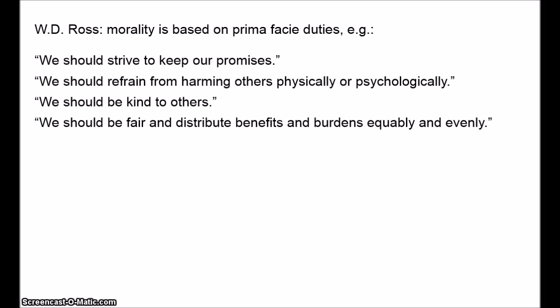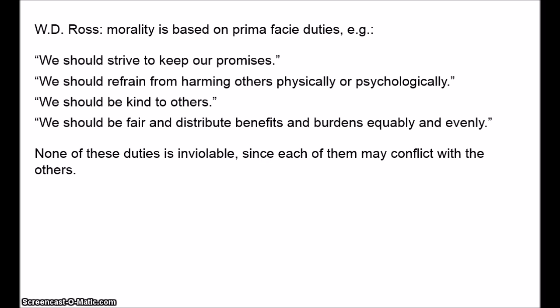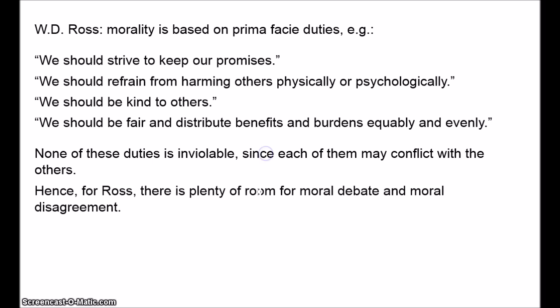Now, each of them can be overridden in particular cases because they may conflict with each other. For instance, the duty not to harm others may conflict with the duty to distribute benefits and burdens equally. Imagine somebody hoarding a load of money that's owed to other people. We might have to harm him in order to get the money. We will have to coerce him into handing over the money. So for Ross, there's a lot of room for moral debate and moral conflict. In any particular concrete situation, we can disagree about what we should do because it might not be clear how to apply our prima facie duties to a particular case.